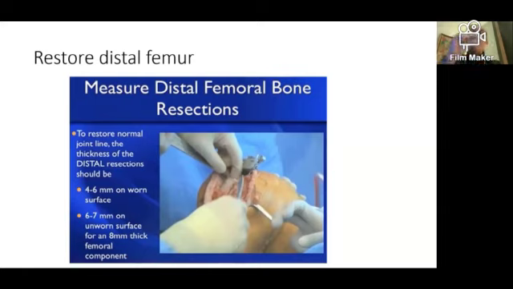Then you have to give the same thickness that you lose from the worn cartilage, and to bring the same thickness. And to restore the normal joint line, the thickness of the distal resection should be 4 to 5 millimeters on one surface. Then you have no cartilage in this part, and you have 6 to 7 millimeters on unworn surface for an 8 millimeter thick femoral component. You have to add here 1 or 2 millimeters, the thickness of the cut of the saw, as we said.